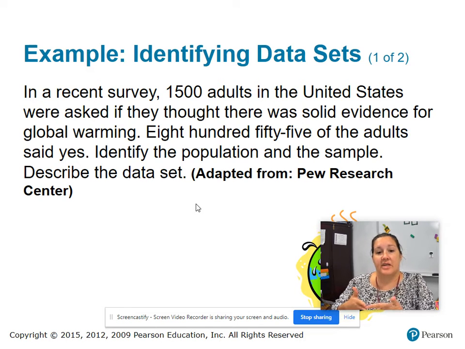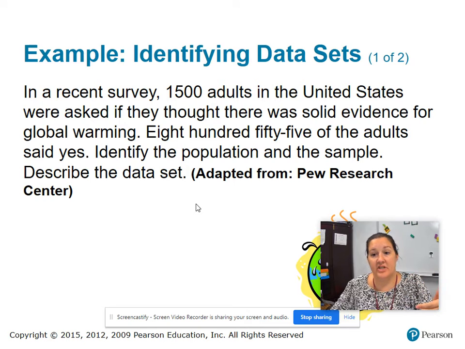All right, so this example: in a recent survey, 1,500 adults in the United States were asked if they thought there was solid evidence for global warming. By the way, this is already outdated. It's from 2009. But 855 of the adults said yes. Identify the population and sample, and describe the data set.